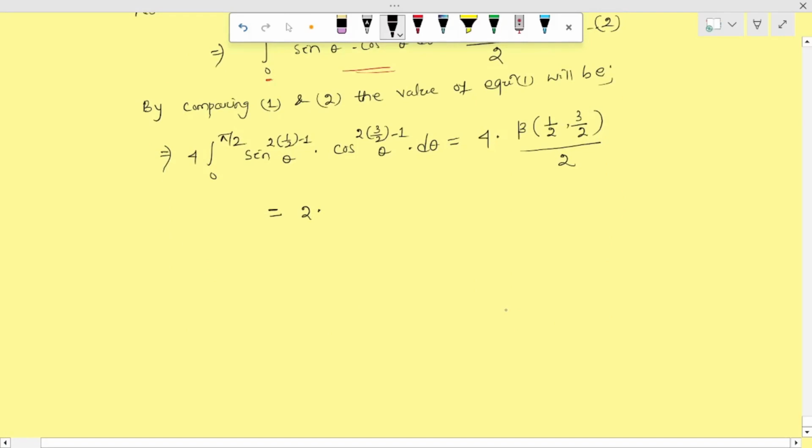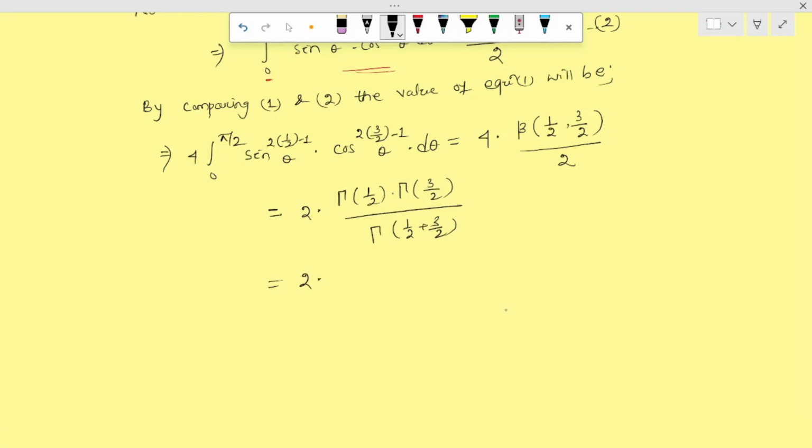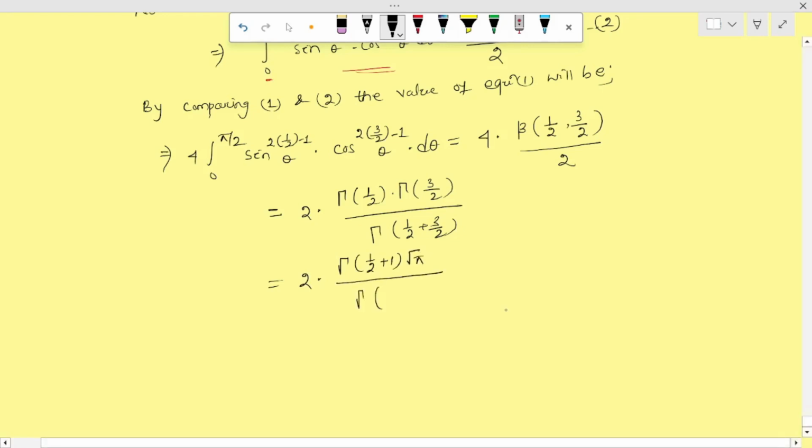Here I am going to use the relation between beta and gamma function. Then this will be gamma 1 by 2, gamma 3 by 2 by gamma 1 by 2 plus 3 by 2, which will be equal to 2 into gamma 3 by 2, which can be written as gamma 1 by 2 plus 1. Gamma half is root pi, by gamma, this will be how much? This will be 4 by 2. 4 by 2 is your gamma 2. We found how much?